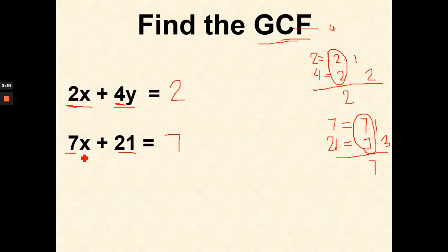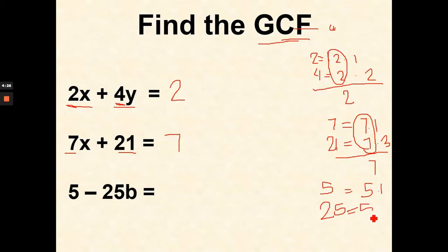Do we have a common factor on the variables? We have x here. We do not have a variable here. Therefore, the greatest common factor of this one is 7. The next one, we have 5 and then negative 25. So 5 and then you have 25. Do the same thing. Just factor the numbers. So you have 5 times 1, and we have here 5 times 5.